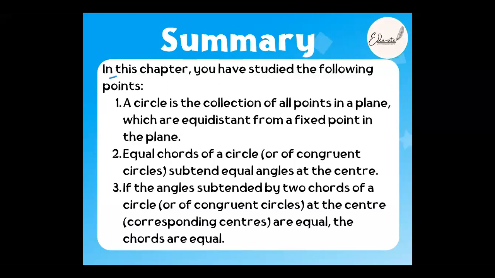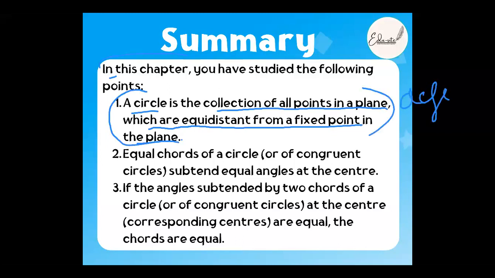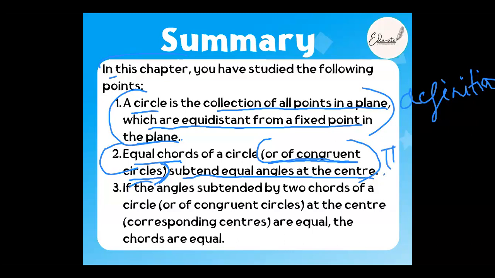So let's quickly summarize. In this section you have studied that a circle is the collection of all points in a plane which are equidistant from a fixed point in the middle. This is the definition that we discussed at the beginning of the class, right? Then what did we discuss in theorem number 1, Vita? Equal chords of a circle, or of congruent circles, subtend equal angles at the center, right? This is theorem number 1.